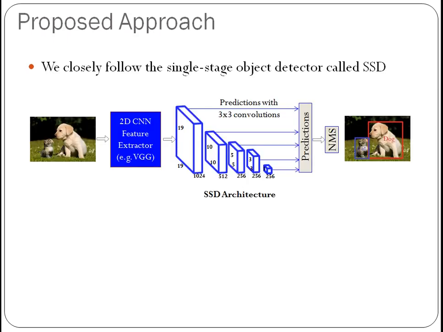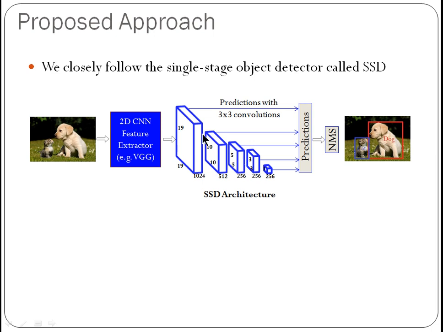So we closely follow the single-stage object detector called SSD. Therefore, before I start explaining our proposed approach, let's have a closer look at the SSD architecture. So as you can see here, SSD basically uses a 2D CNN feature extractor, for example VGGNet, to create a spatial feature map. As you can see here, this spatial feature map is further progressively downsampled in the spatial resolution to generate some additional feature maps.